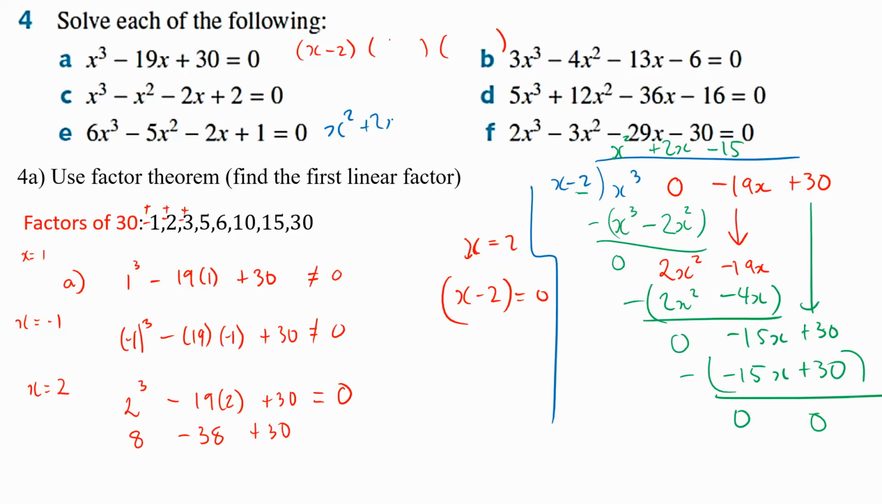x squared plus 2x minus 15. What's that factorized to? So use our quadratic skills. x squared plus 2x minus 15. What's that factorized to? x plus 5, x minus 3. Good. x plus 5 and x minus 3. Fantastic. 5 minus 3 gives you 2, and 5 times negative 3 is negative 15.